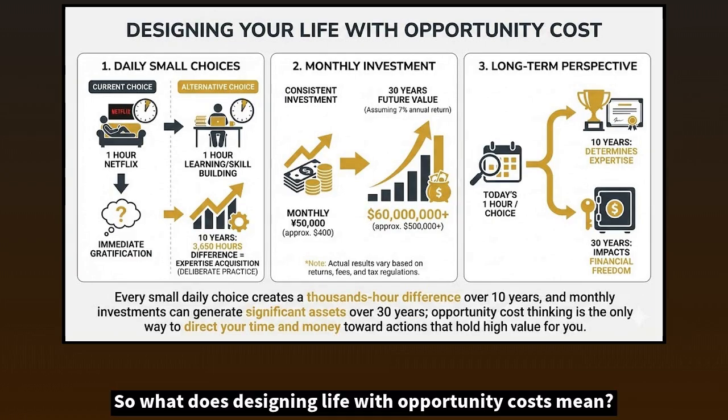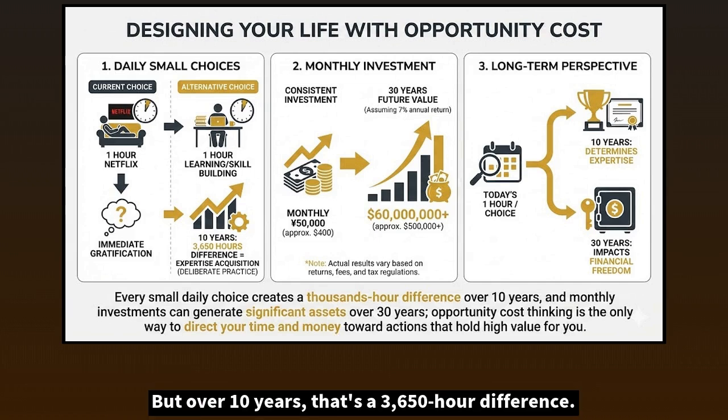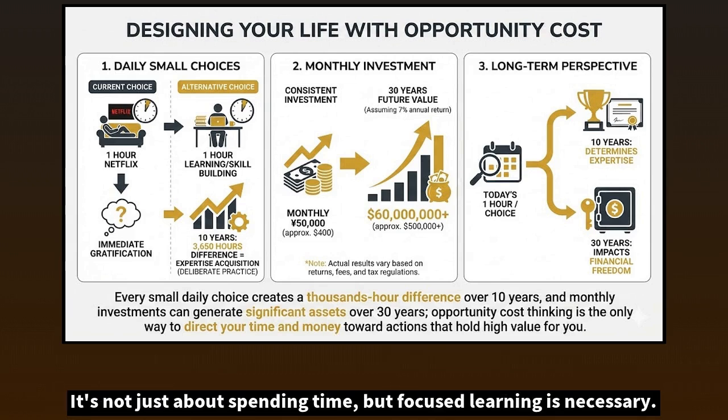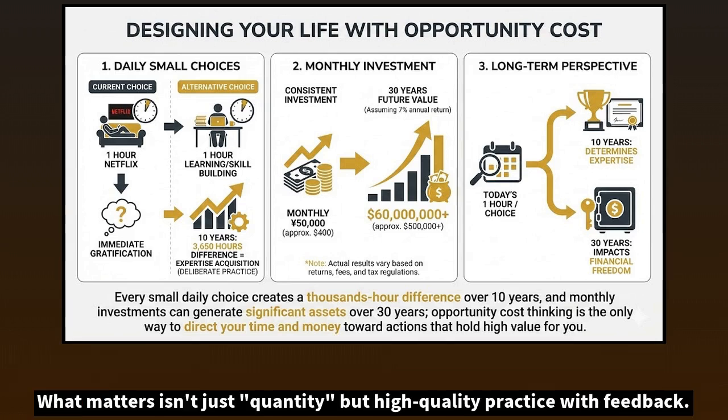So what does designing life with opportunity costs mean? First, daily small choices. Netflix 1 hour versus study 1 hour. The daily difference is small, but over 10 years, that's a 650-hour difference. The 10,000-hour rule suggests that deliberate practice is key to mastery. It's not just about spending time, but focused learning is necessary. Continuing 1 hour daily for 10 years is about 650 hours. What matters isn't just quantity, but a high-quality practice with feedback.